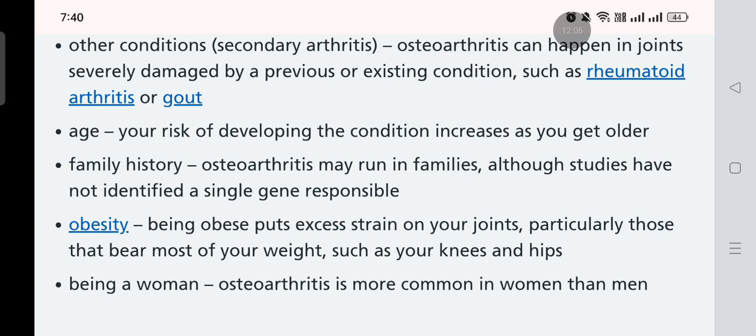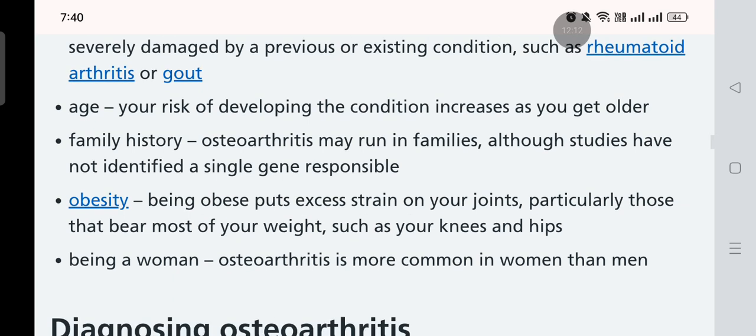Age: your risk of developing the condition increases as you get older. Family history: osteoarthritis may run in families, although studies have not identified a single gene responsible.